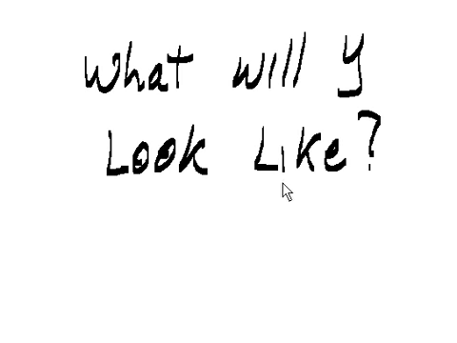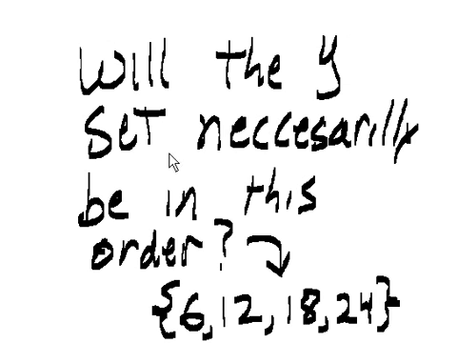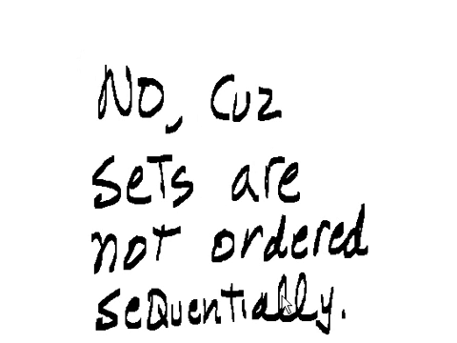What will y look like? y will look like this: 2 times 3, 6. 4 times 3, 12. 6 times 3, 18. 8 times 3, 24. Will the y set necessarily be in this order: 6, 12, 18, 24? No, because sets are not ordered sequentially.